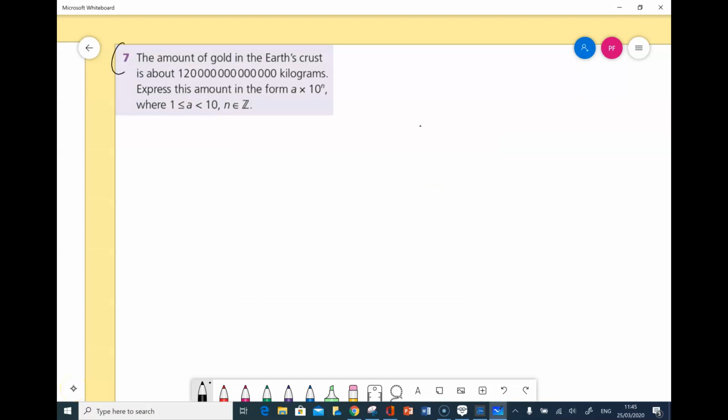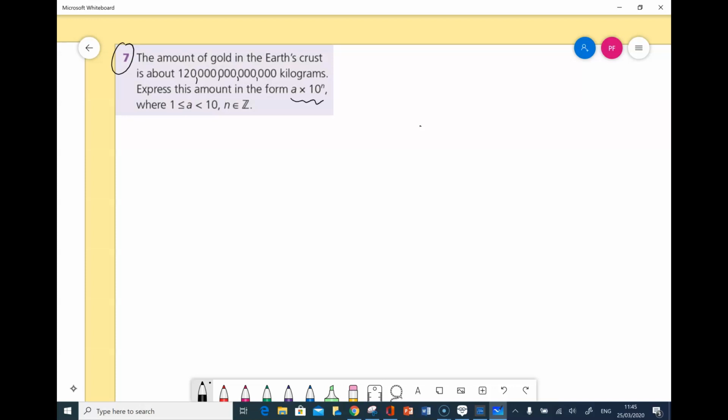Okay, so the amount of gold in the Earth's crust is about, oh my goodness me, so that is thousands, millions, billions, trillions. So 120 trillion kilograms. Express this amount in the form of A by 10 to the power of N.